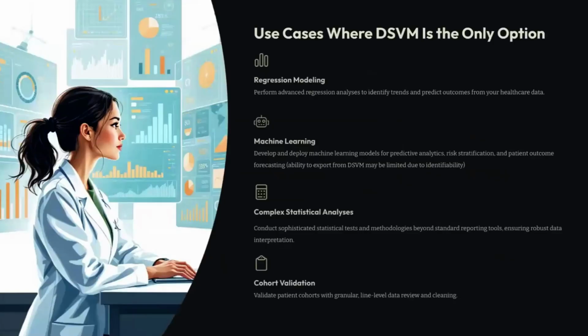Next slide. A couple areas where the DSVM is your only option. If you want to do regression modeling, you're going to the DSVM, because you're going to need line level data in order to look at interactions between different participant level characteristics. If you want to look at doing machine learning, like building an XGBoost model, things like that, you can do that in the DSVM. You can't do that in Slicer.